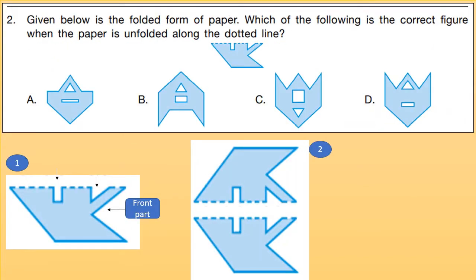Question 2. Given below is the folded form of paper. Which of the following is the correct figure when the paper is unfolded along the dotted line? Now see the picture. This is folded form of the paper. Now choose from option A, B, C, D the unfolded form of this paper along the dotted line. Now see the picture 1 given below.